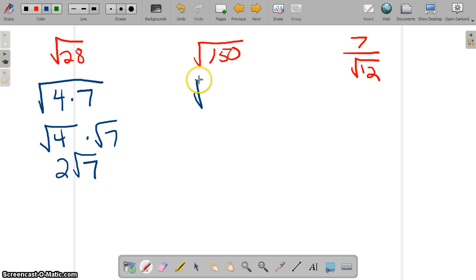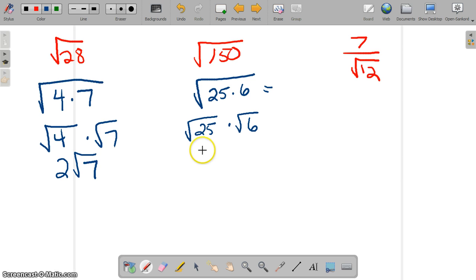Another one here, a perfect square that goes into 150. Well, I'm pretty sure that 25 goes into 150, and that's a perfect square. And that would be times 6. We know that the square root of 25 is 5 because of the product property. This is true, right? So 5 times the square root of 6 is our answer. This is radical 150 simplified.